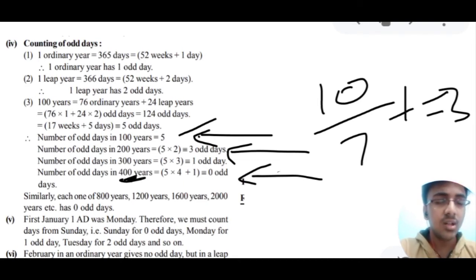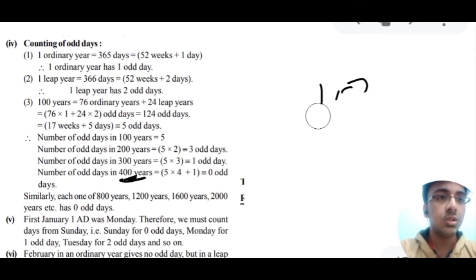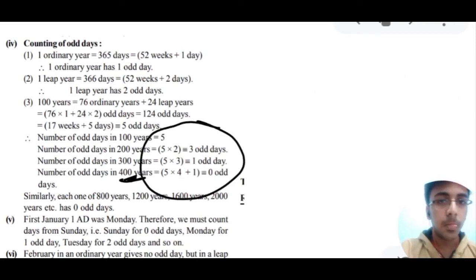Don't need to understand it. It's a little bit higher. If this is high time, you just need to do the practice test papers, and you just need to do practice. No need to get deeper into the concept. Just learn this, which I'm showing you here, or you can take a screenshot. So this is the main phenomenon we are going to use in the questions. So you can take a screenshot of this section. Okay, done. Moving forward. Similarly, 800 years, 1200 years, 1600 years, and 2000 years have 0 odd days.